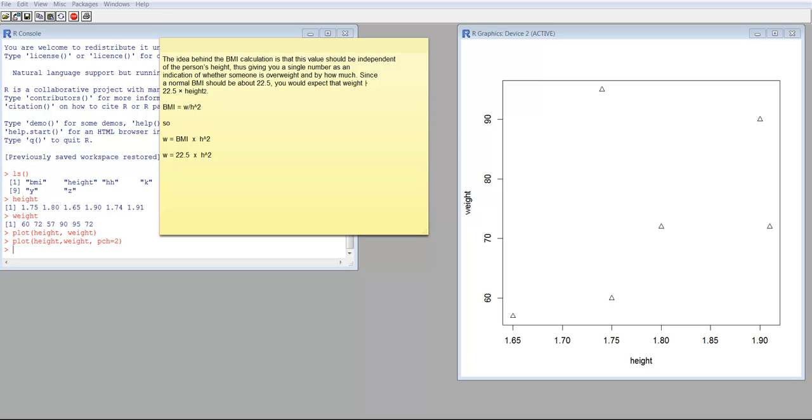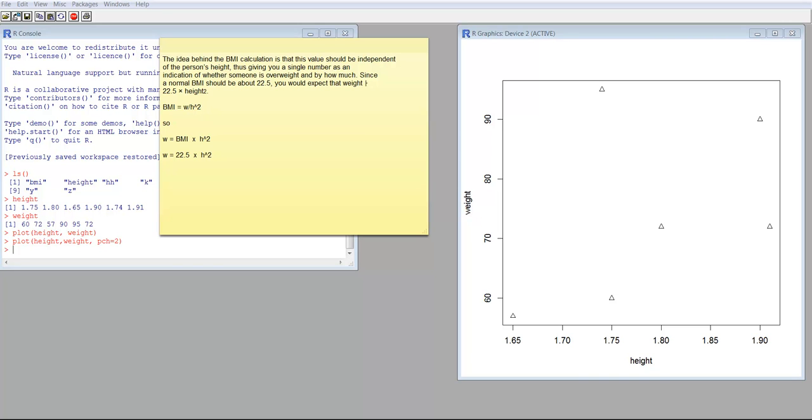Okay, now let's talk about BMI. The idea behind the BMI is that this is a value that's independent of the person's height. So just weight is not independent of your height, so weight isn't really a good measure of whether you're overweight or not. But the BMI is supposed to be independent of your height. So someone can be very tall and have a good BMI, or be not tall and have a good BMI.